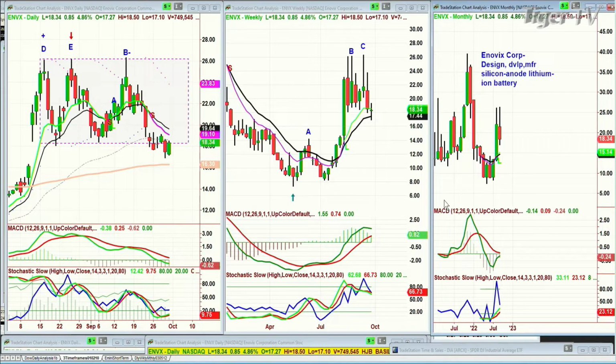There was an IPO back in 2021, around the 12-ish area, it screams up to 39, plunges down to the most recent low of about 7, in the 7s, and now it's trading more than double, at 18. I like this very much. I've got it on my list of battery stocks. And I like it in the sense that it's a story stock.